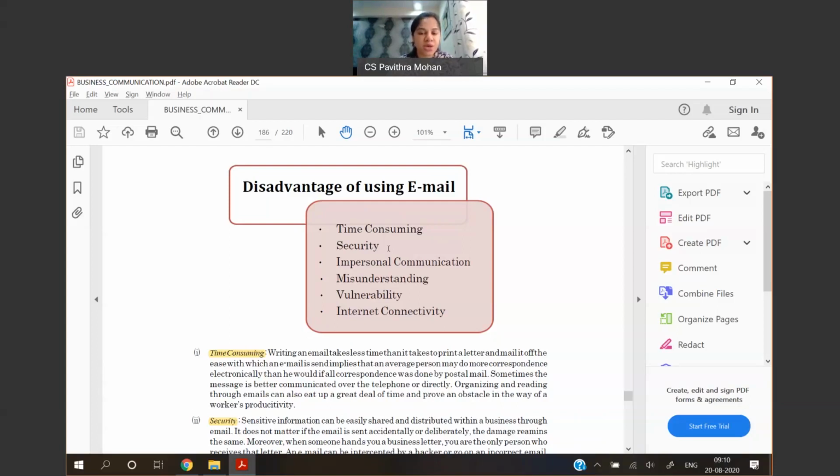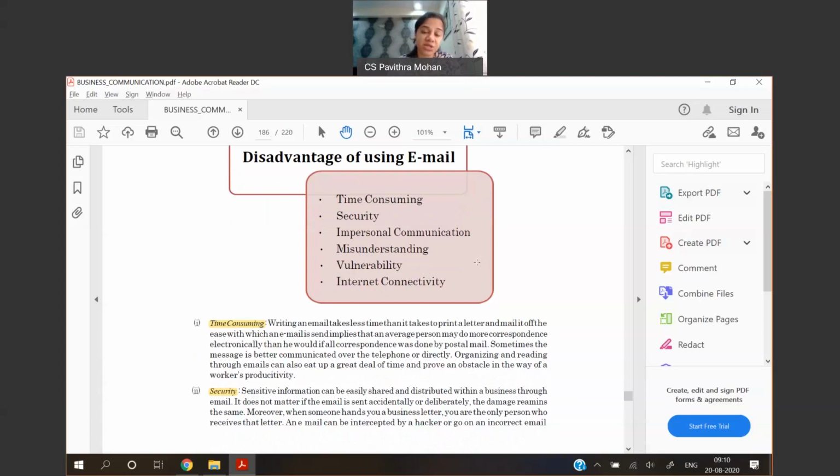Then impersonal communication. If you are having email communication, at no time you would have met that person or spoken to that person. Might be you'll be talking to so many people in your chapter, right? But you wouldn't have gone there. You don't know whom you're talking to or to whom you're sending an email. All these things are possible disadvantages in email communication.